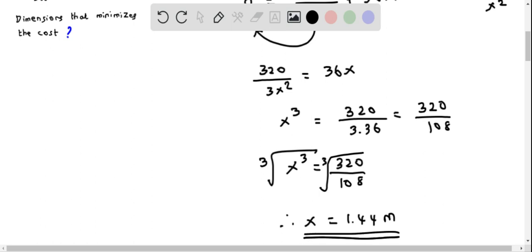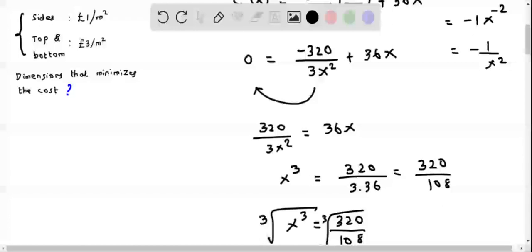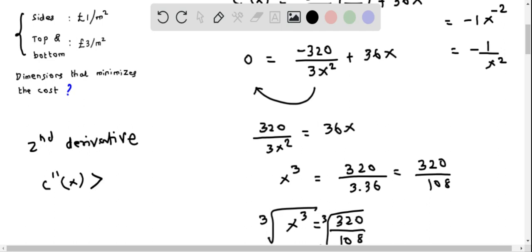So this is one of the critical numbers. We can determine if this critical number gives the minimum cost. For that, we have to use the second derivative. That is, we find the second derivative of the cost function, and we have to check if the second derivative at the critical number is greater than 0. Only if it is greater than 0, we say that the cost is minimized.